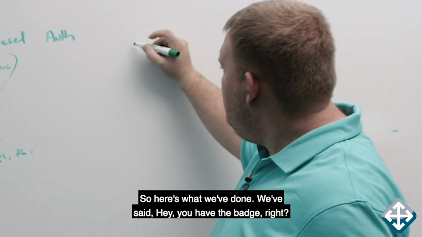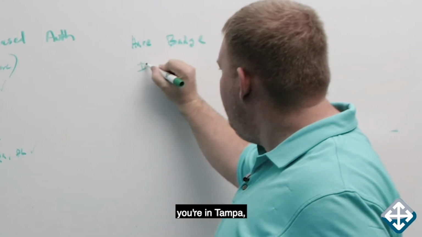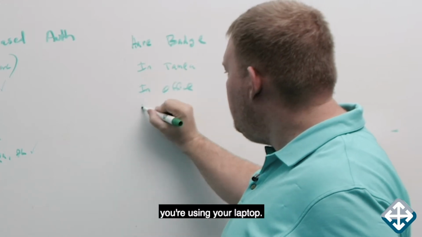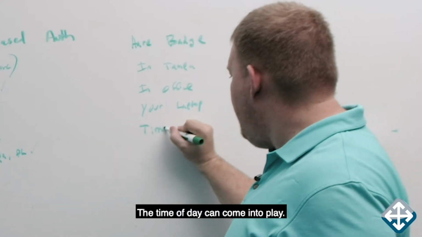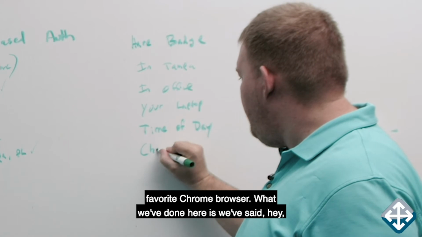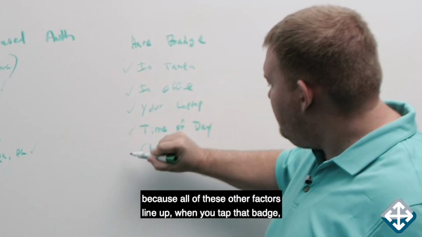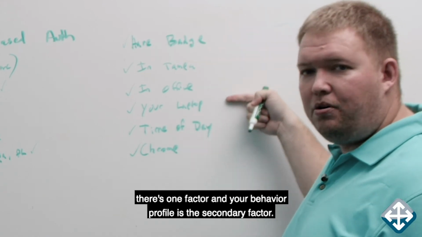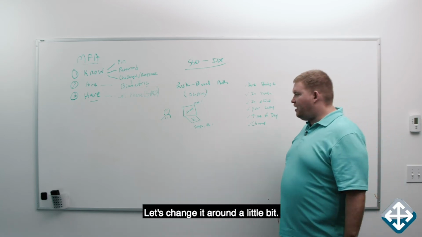So here's what we've done. We've said, hey, you have the badge, right? So you have a badge. You're in Tampa. You're in the office. You're using your laptop. The time of day can come into play. It's during business hours when you're normally working, and you're using your favorite Chrome browser. What we've done here is we've said, hey, because all of these other factors line up, when you tap that badge, there's one factor, and your behavior profile is the secondary factor. You're okay.